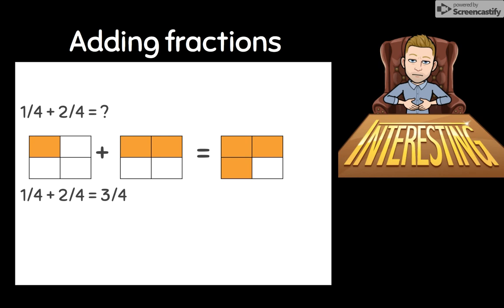And let's look at that visually. 1/4 plus 2/4 equals what? Here we have 1/4, 1/4. So we have 1 coloured in section, which represents 1/4 of a bag of lollies. And then over here, we've got 2/4, so 2/4 of a bag of lollies. So if we add those together, it looks like this, and that makes sense. 1/4 plus 2/4 equals 3/4. Our denominator, or the bottom number, stays the same.